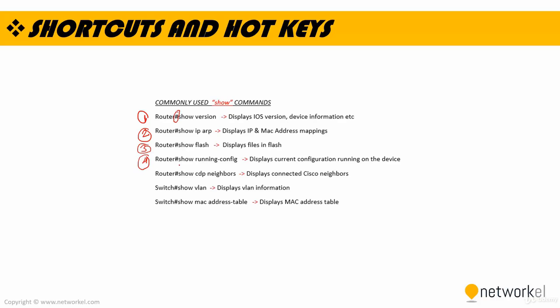And here is the king command that you can use, show running-config, which displays the current configuration running on the device. This is going to be maybe the most important command that you're going to use. And we have show cdp neighbors, which displays connected Cisco neighbors to us. We have show vlan to display the VLAN information, and we have show mac address-table, which displays the MAC address table to us, and we also have show ip route, which shows us the routing table.